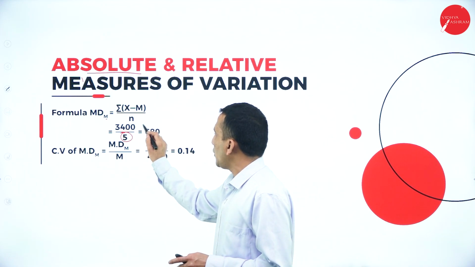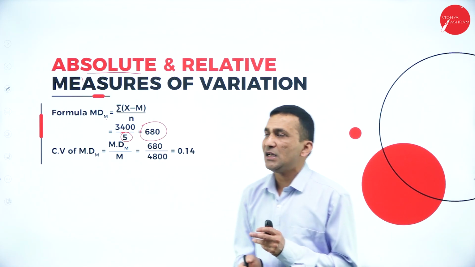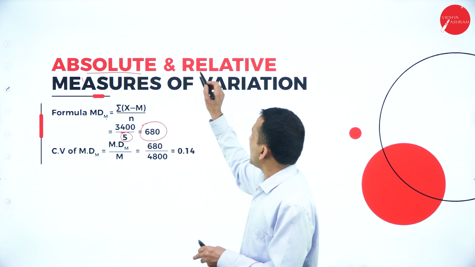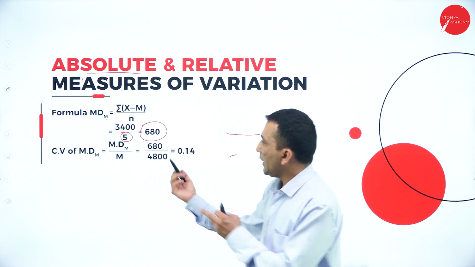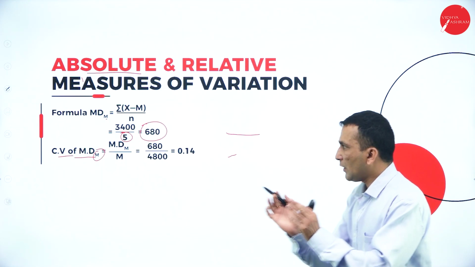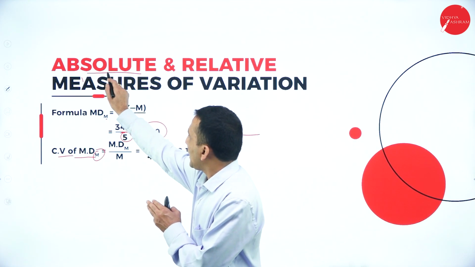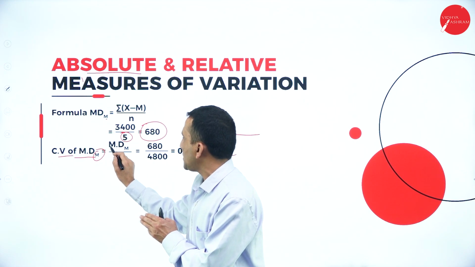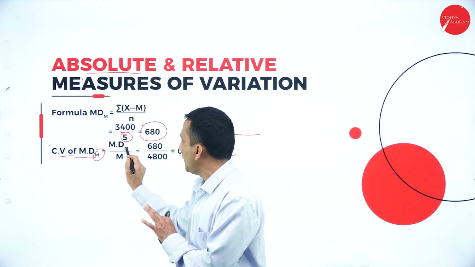If you simplify, you are getting 680. Once you get the 680, now we need to go for calculating the relative. So the relative formula is nothing but the coefficient of mean deviation of median. The absolute formula, whatever it is there, we already calculated. That's what I am writing as it is, mean deviation of median.